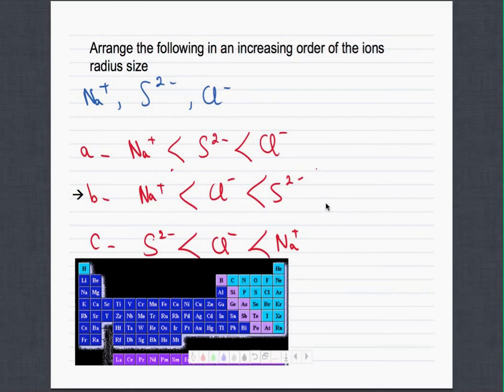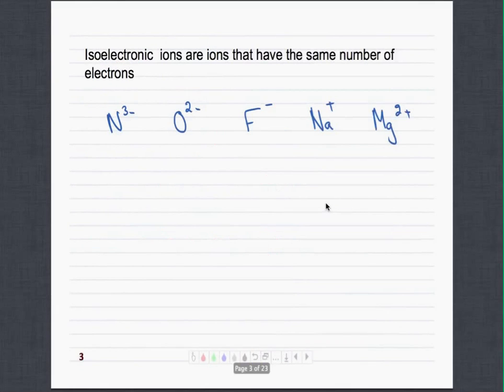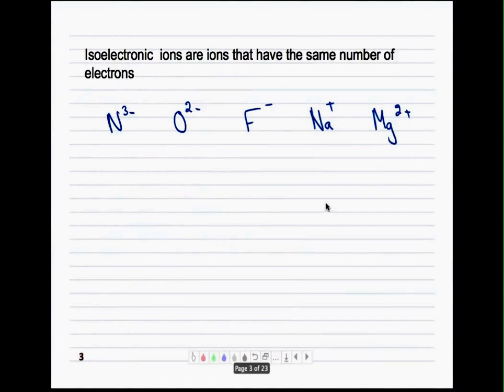Now, one more topic that we didn't discuss yet is isoelectronic ions. By definition, the word iso means equal. So isoelectronic means the same number of electrons. Those are the ions which have the same number of electrons. For example, this series: N3 minus, O2 minus, F minus, Na plus, and Mg2 plus, all of these are isoelectronic. They have the same number of electrons.